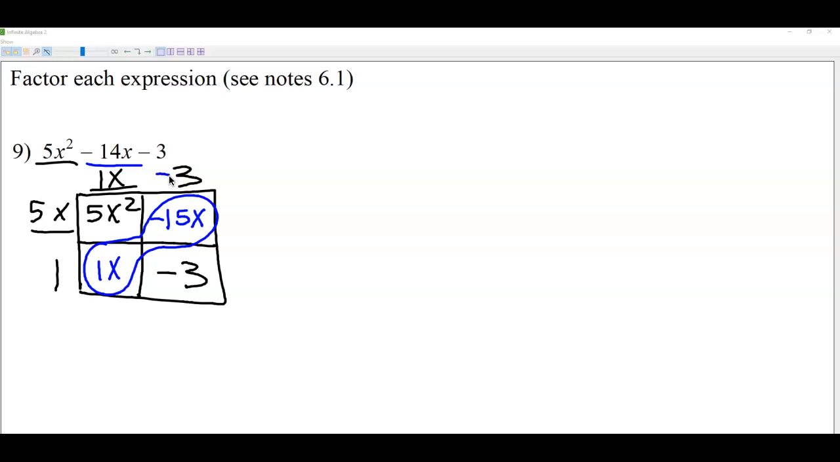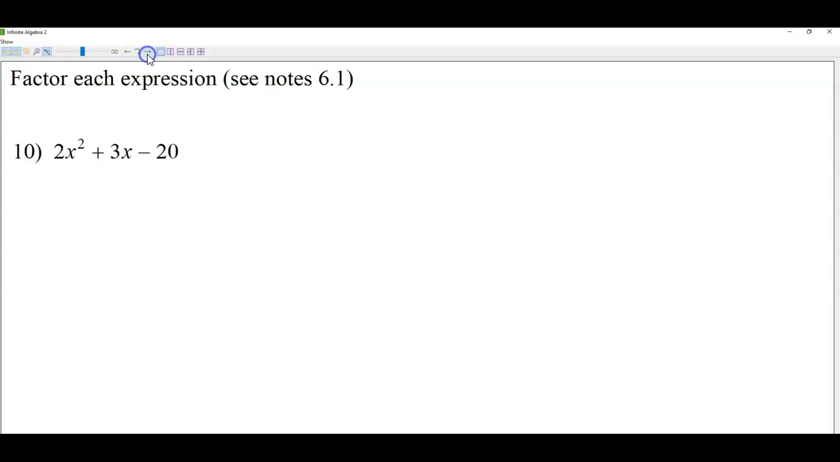If I put the 1 up here instead, I would have ended up with a wrong answer and I'd have to just try something else. So it's a guess and check method. But basically we have x minus 3 as the top, and along the side there we have 5x plus 1. Okay, so there's your box method factorization. You do that anytime there are 3 terms.